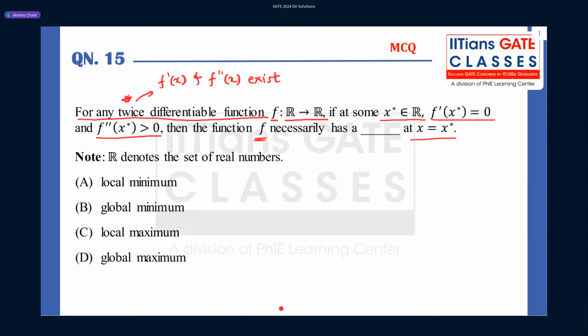And you have 4 options. Options A and B suggest it is a minimum, and C and D suggest it is a maximum. Amongst those also, option A is local minimum and option B is global minimum.